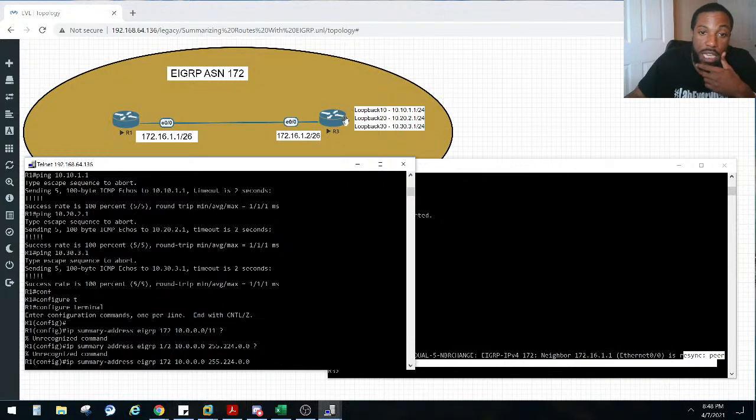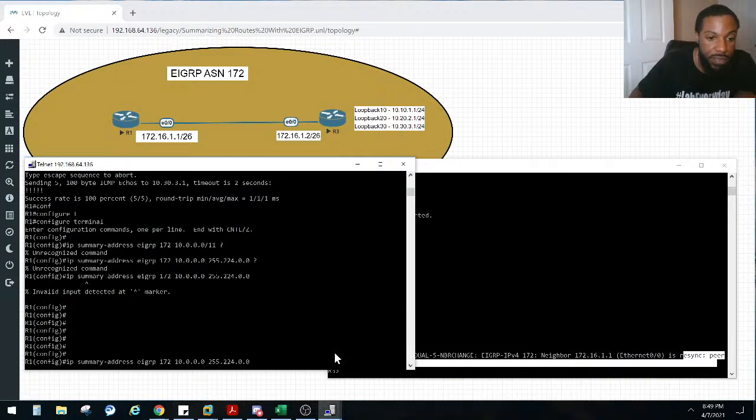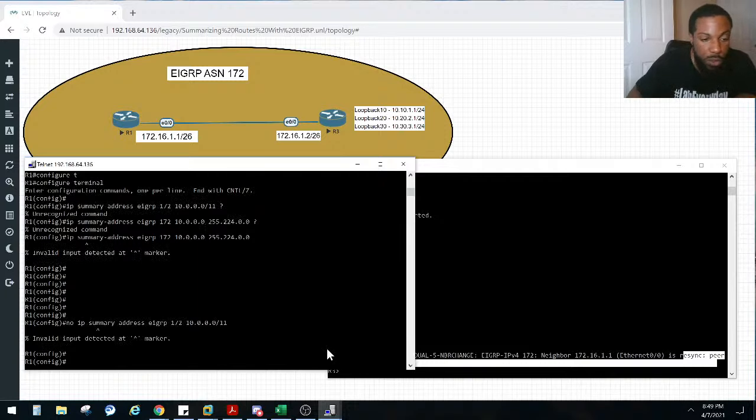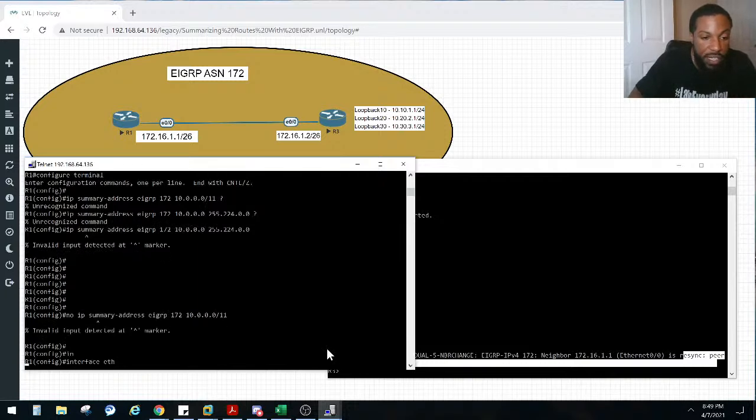Oh, so maybe we need to have it on... Let me see. That's what I did wrong. Configure router 3 to send a summarized route. That's what it is. I'm glad you pointed that out. Smart man, smart man. See, so that summary address should have been on router 3, not router 1. So let's do that. Let's get rid of this. Interface Ethernet 0/0.